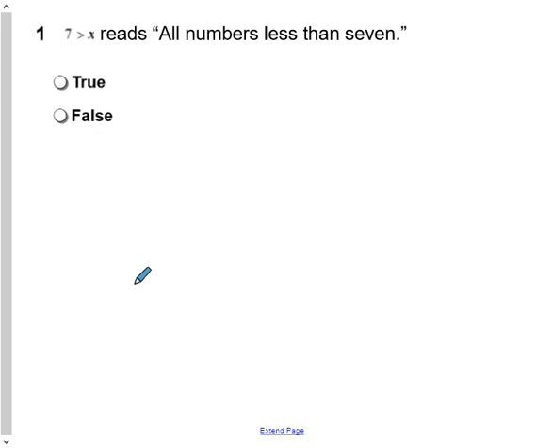Okay, this is your practice test for Chapter 9 on Inequalities in the MathLinks 9 program. Today's date is February 25th.